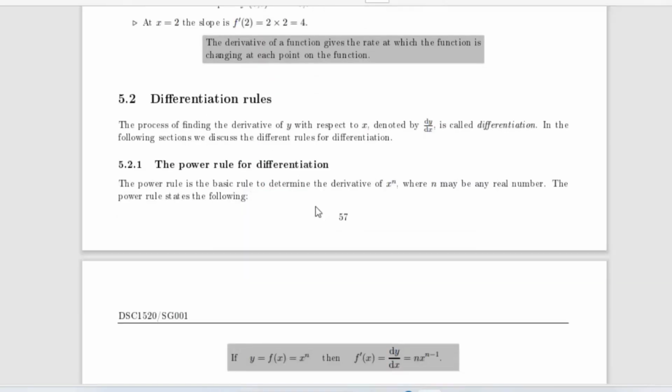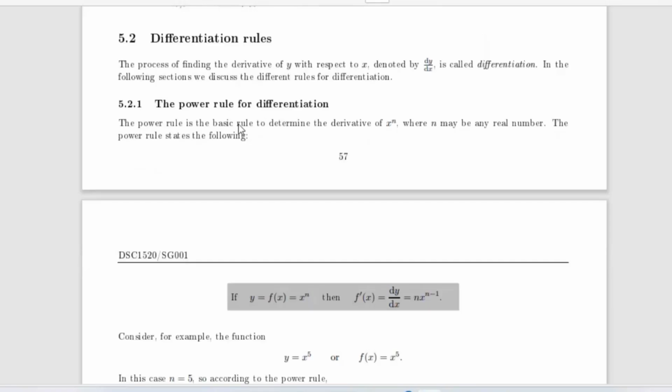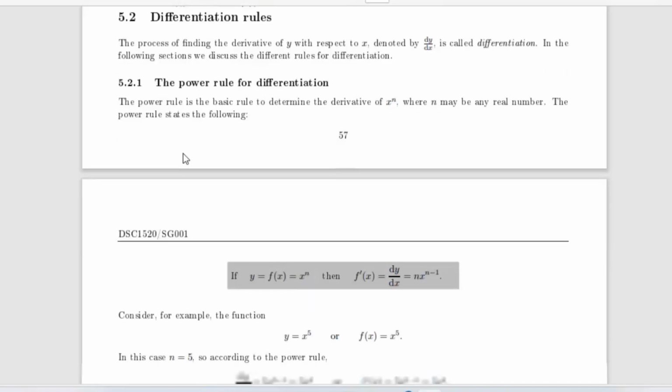Now, let's talk about the differentiation rules. The process of finding the derivative of y with respect to x, denoted by dy over dx, is called differentiation. In the following sections, we discuss the different rules for differentiation. The first one, the power rule for differentiation. The power rule is the basic rule to determine the derivative of x to the power n, where n may be any real number. The power rule states the following.